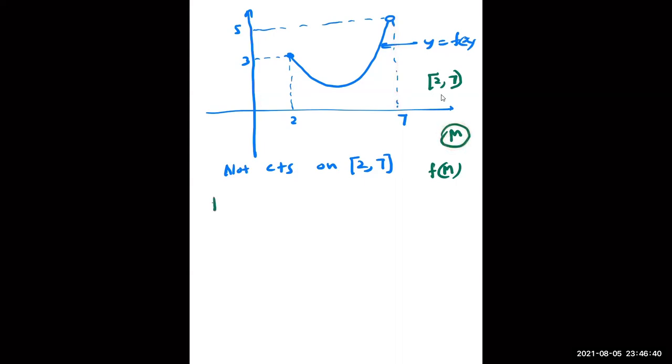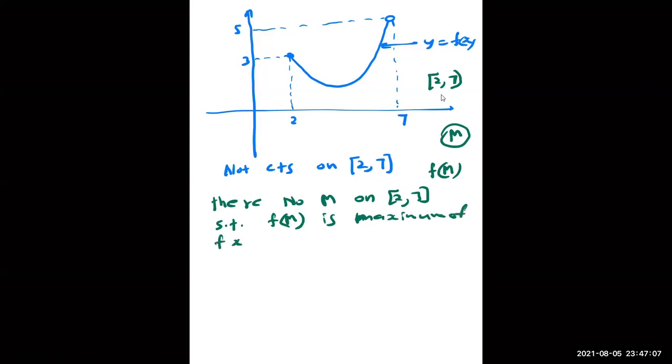There is no M on the interval 2, 7 such that f of uppercase M is the maximum of f of x on the interval 2, 7. This 7 is not included. Okay, open interval.